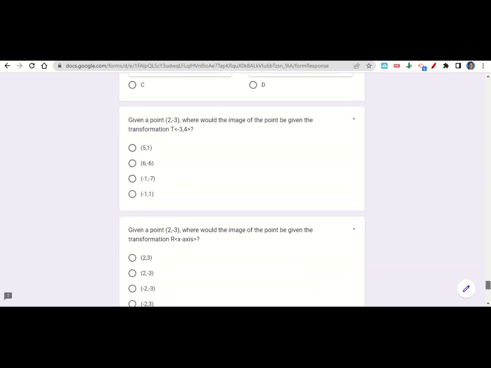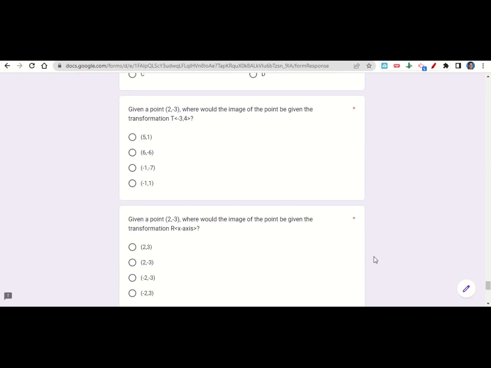And then when we get to here, let's take a look at this one. It says, given a point 2, -3, where would the image of the point be given the transformation -3, +4? So we're going to take our x and add these two together. So 2 plus -3 is -1. And then -3 plus 4 is +1. So we should be at -1, +1, which is this one here.